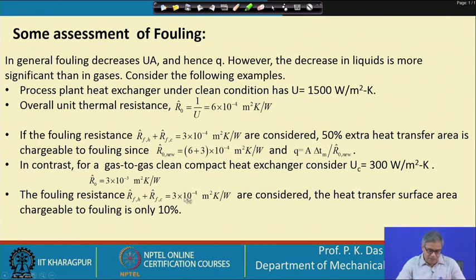So, fouling resistance is equal to that, but the fouling resistance is now only 10% of the overall resistance. So, you see that the absolute value of fouling resistance is important, but that is not the only thing to be considered. How much deterioration of heat transfer will take place depends not only on the absolute value of fouling resistance. This example shows us very clearly.